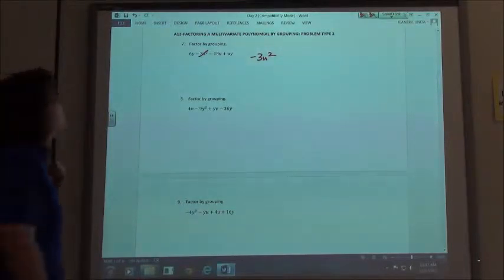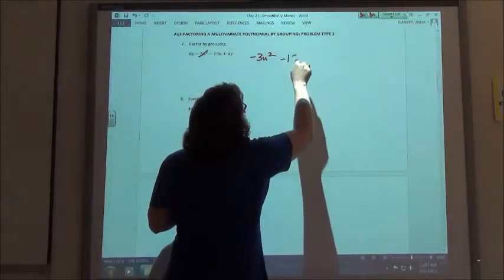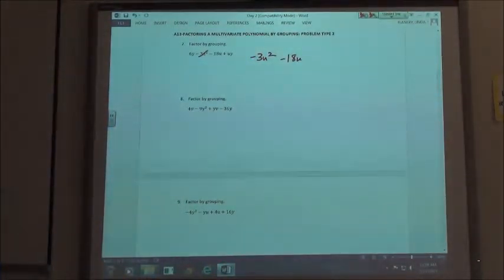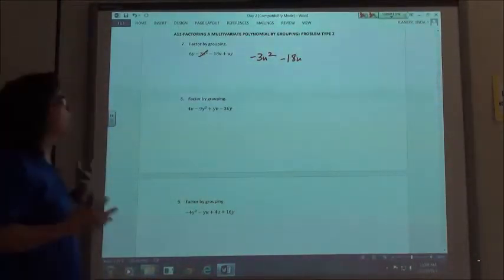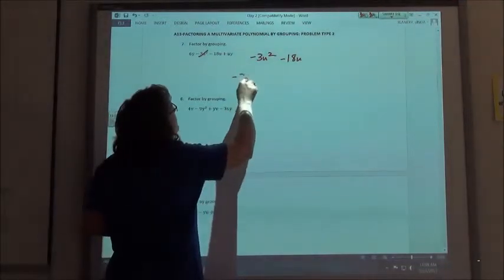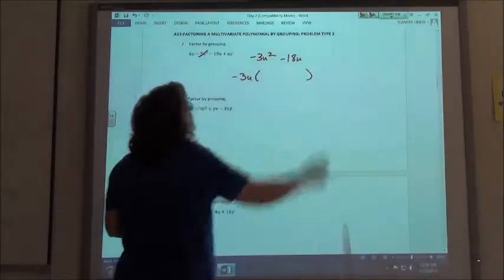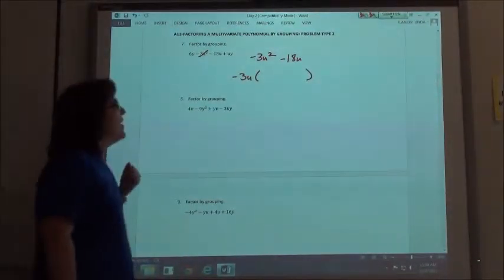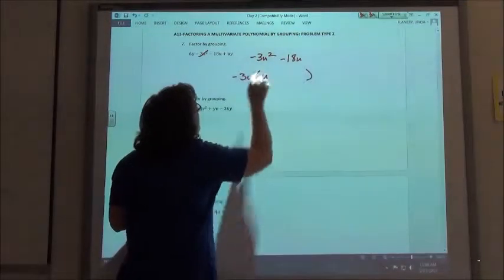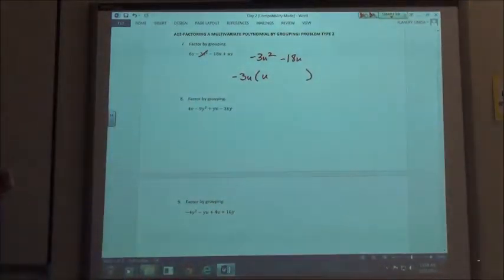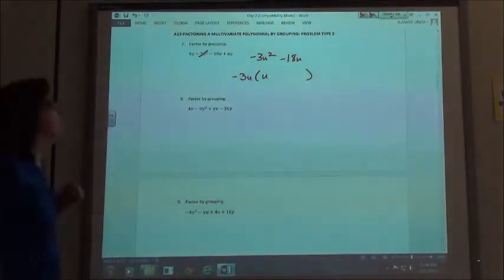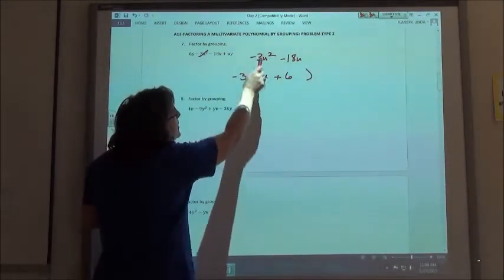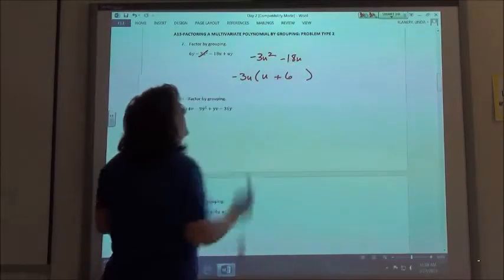So in this case, I would use the negative 18u, because it has both a number and a variable in common. So out of those two, I want to take out my greatest common factor. Since they're both negative, I'm going to take out negative 3u for my greatest common factor. Negative 3u squared divided by negative 3u would leave me just the plain u. And negative 18u divided by negative 3u would leave me a positive 6. So again, if I took this times this, I get my first term. This times this, I get my second term.